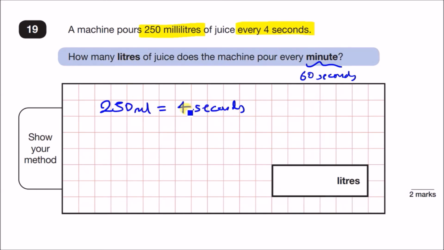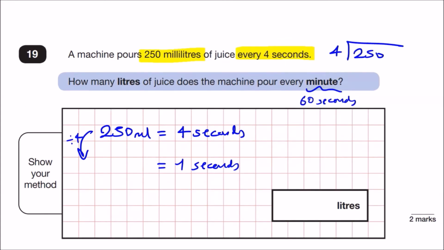Now, the trick I do is always find 1 second. Always find a single unit. Well, to get 1 second, the only way to go from 4 to 1 is to divide by 4. Meaning we need to divide this number by 4. So 250 by 4. So let's try it here. We can say, all right, 4 into 250.